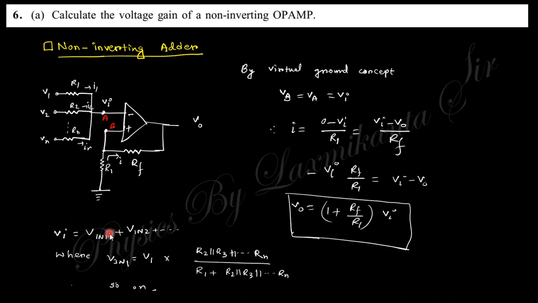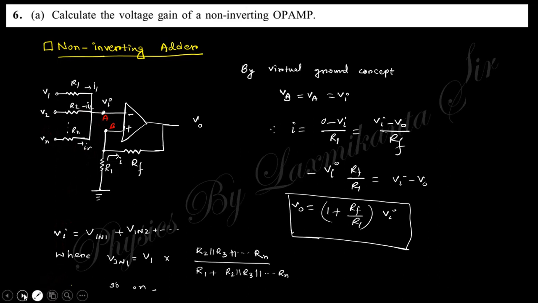So in this voltage, actually the addition of this voltage difference, so the voltage of point A and point B are the same due to that one. So the current through that one is nothing but 0 minus Vi by R1, which is equal to Vi minus Vo by Rf. So finally you will get Vo equal to this one, and this Vi is nothing but the addition of this voltage difference.